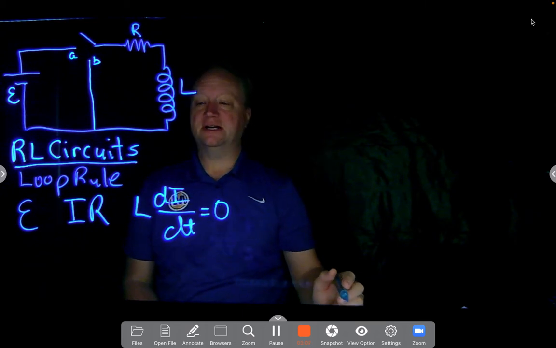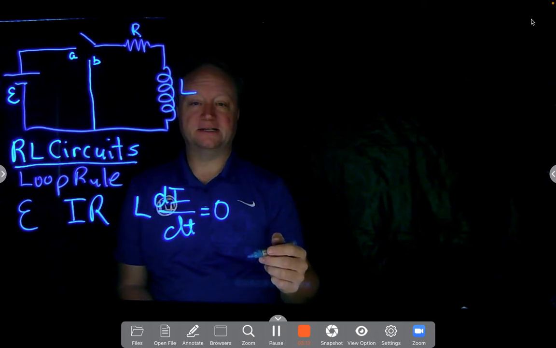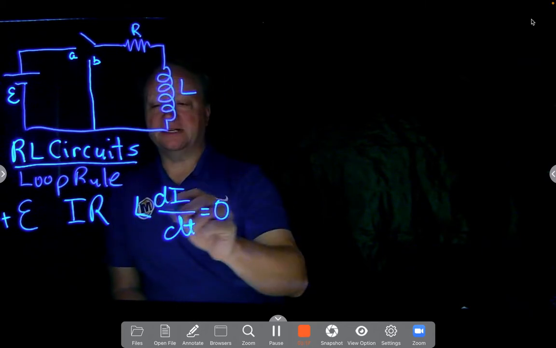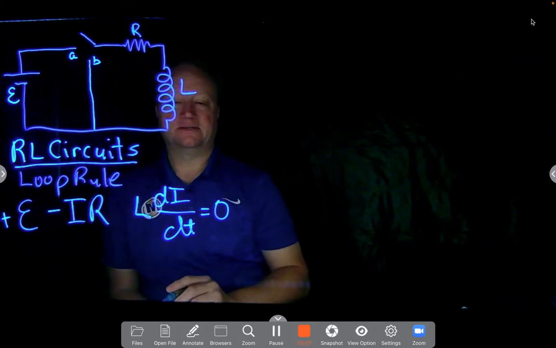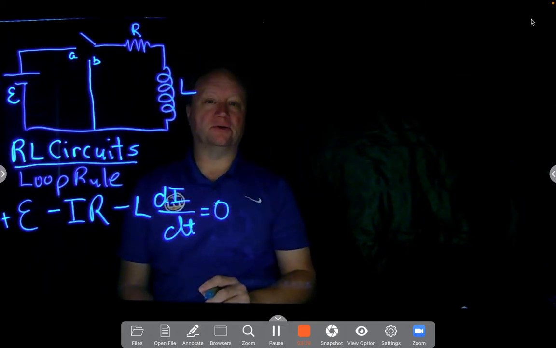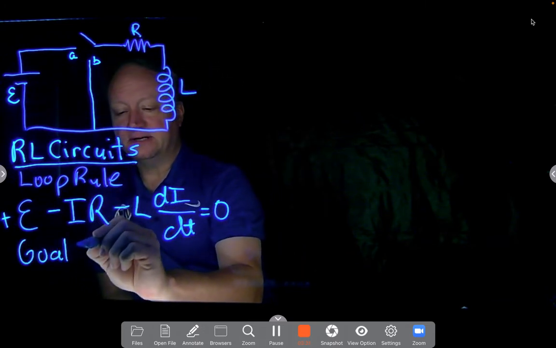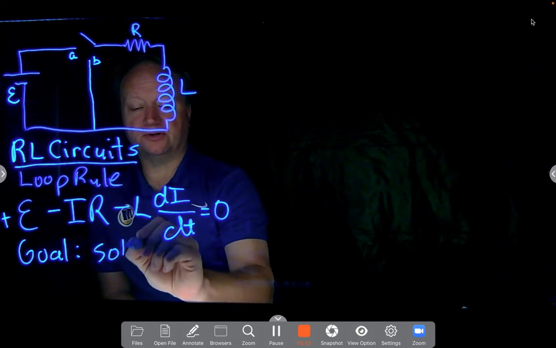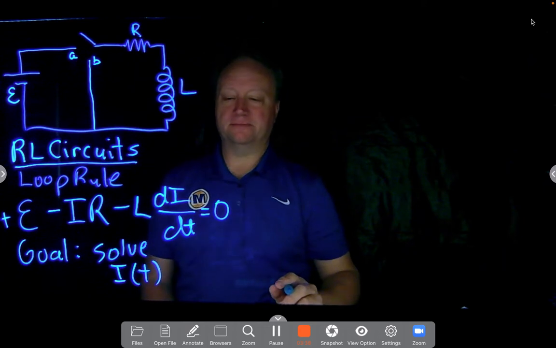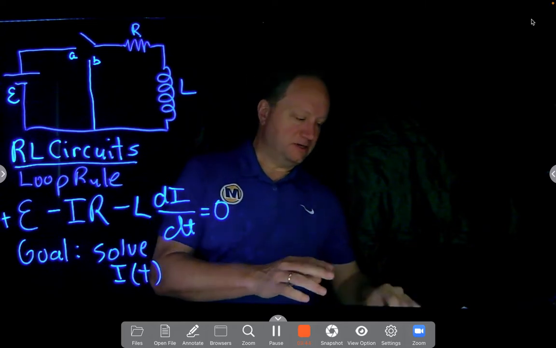Now what we have to figure out is the signs of each of these. The battery is supplying, so we're going to take that as a positive. The resistor is dissipating, so that would be a negative. And the inductor is storing, that would also be a negative. So there is our loop rule. Our goal here then is to be able to solve for an I of t equation. So then in our line here, what we want to solve for is I.